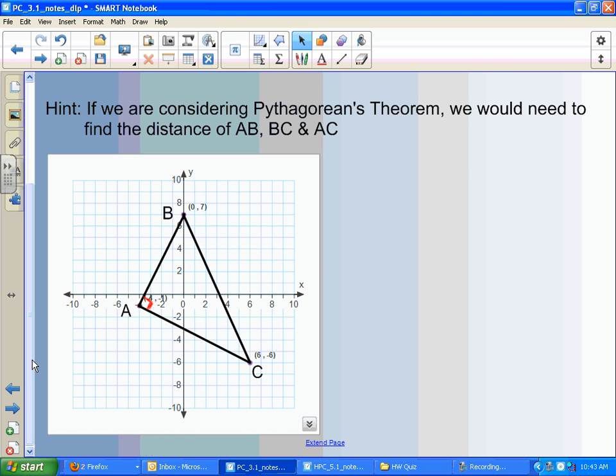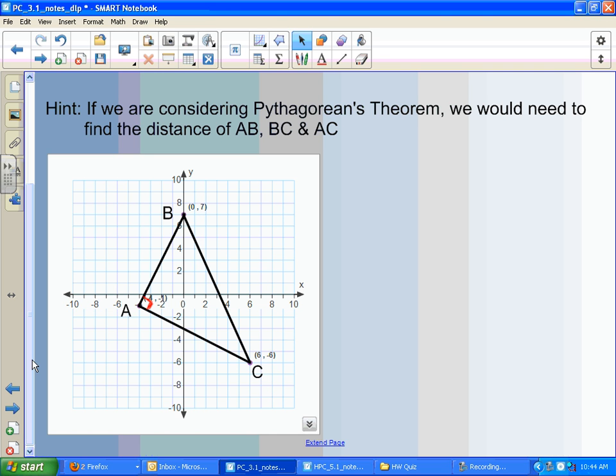But if I want to use the distance formula, then what am I after? How am I going to prove that this thing is a right triangle using the distance formula? Think about the legs and the hypotenuse. What must be true about them if this is a right triangle?